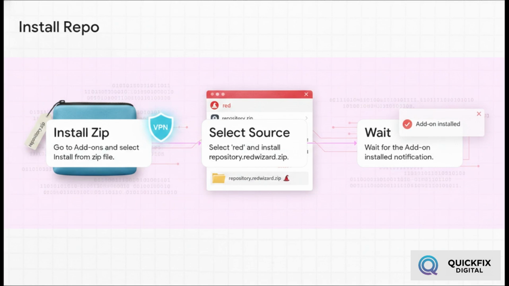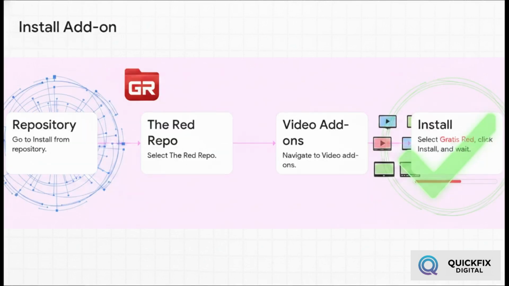Moving into Phase 3, we actually pull the repository file itself. Oh, and this is a fantastic time to just verify your VPN is active. Head to Addons, select Install from zip file, choose that Red source we literally just made, and click on the repository.redwizard.zip file. Then just hang tight for a second until you see a little notification pop up confirming that the repo is installed.